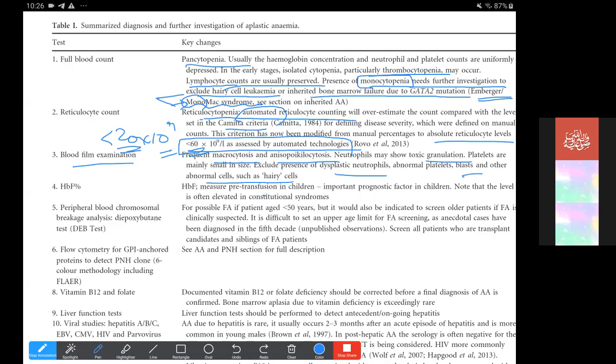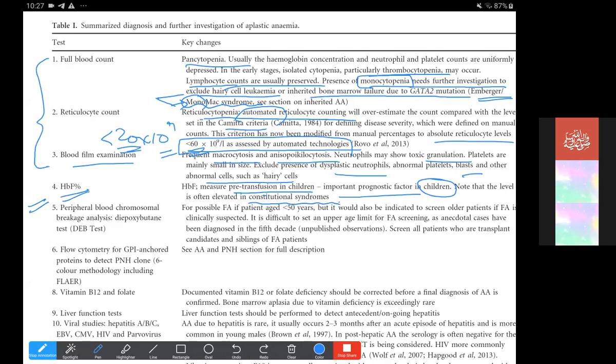Then, in the blood examination, and in advanced cases, we may even go for HbF percentage, which is measured pre-transfusion, mostly in children. This is an important prognostic factor in children, since the level is often elevated in constitutional syndromes. HbF levels may be raised in certain cases like Diamond-Blackfan anemia, where they have elevated HbF levels.